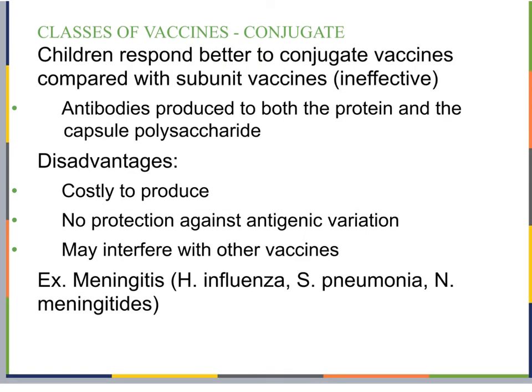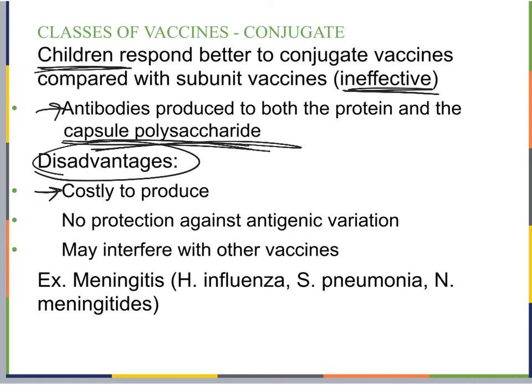Also, with these conjugate vaccines, children tend to respond better to these conjugate vaccines compared to our other subunit vaccines, which are typically ineffective for children. And there are antibodies that are produced to both the protein that it's conjugated to and to the capsule polysaccharide. So the children are able to respond better to it just because of their ability to respond to the polysaccharide capsule, which our bodies as adults aren't able to respond to as easily. And then they respond to both the protein that it's attached to and to the capsule because both are not self at this point.